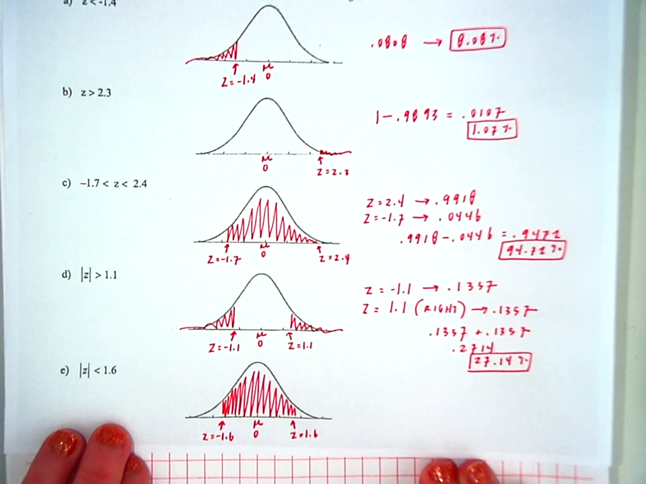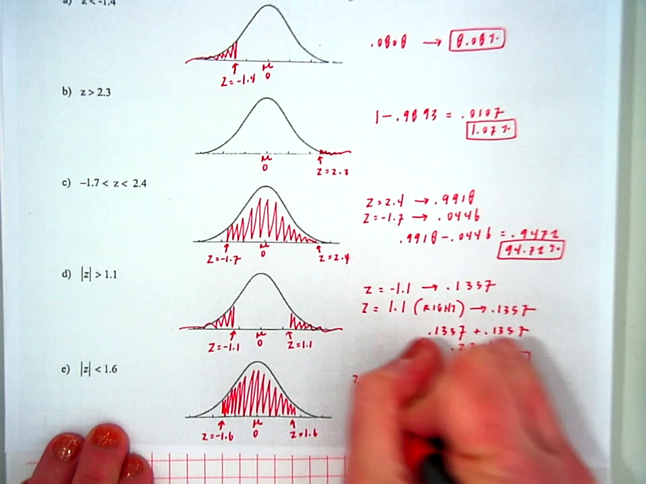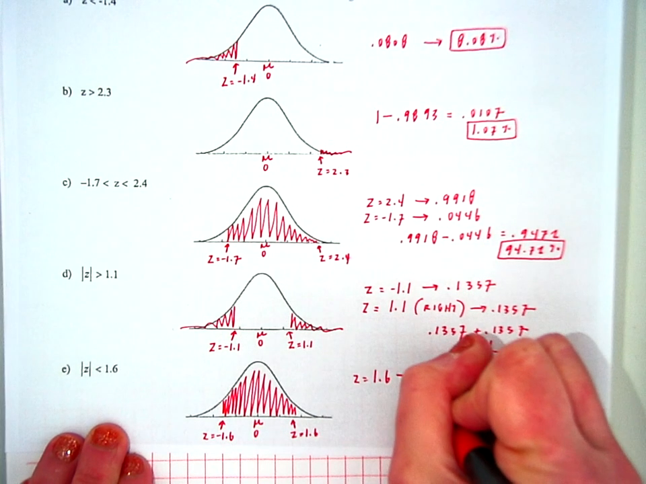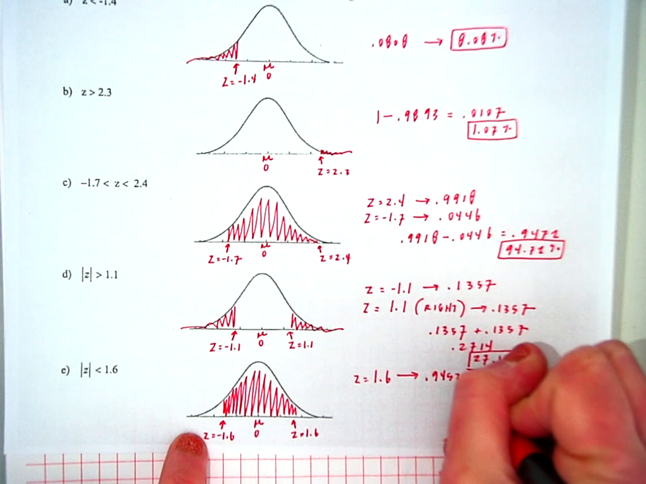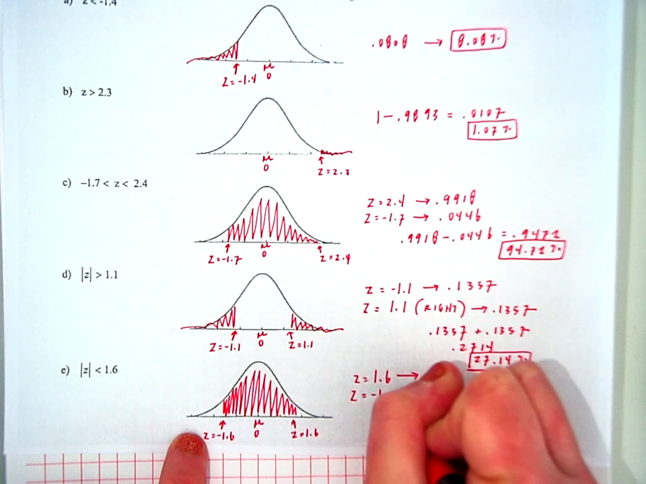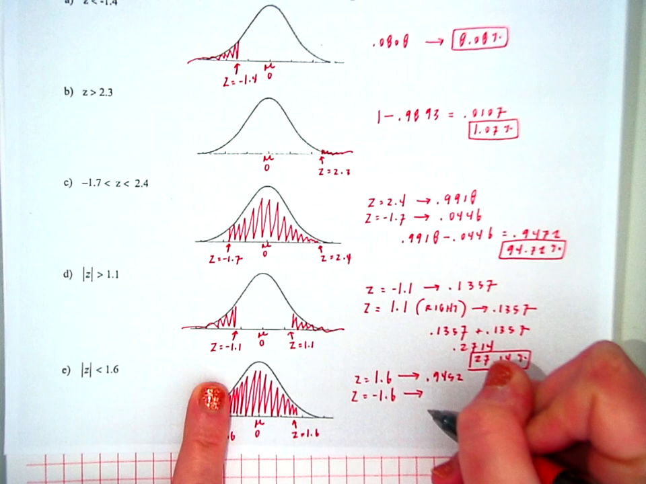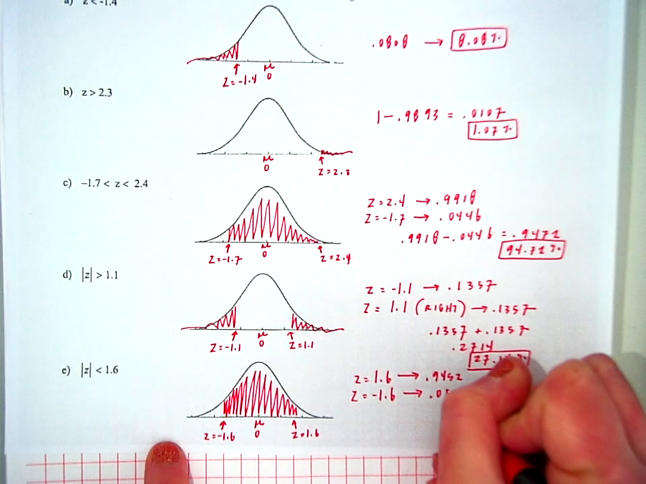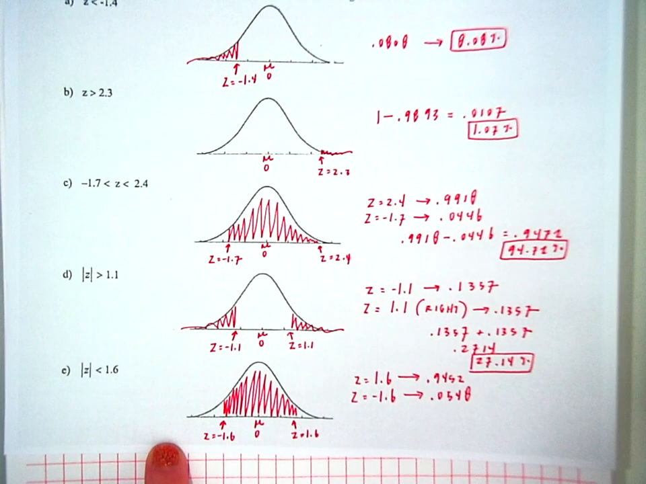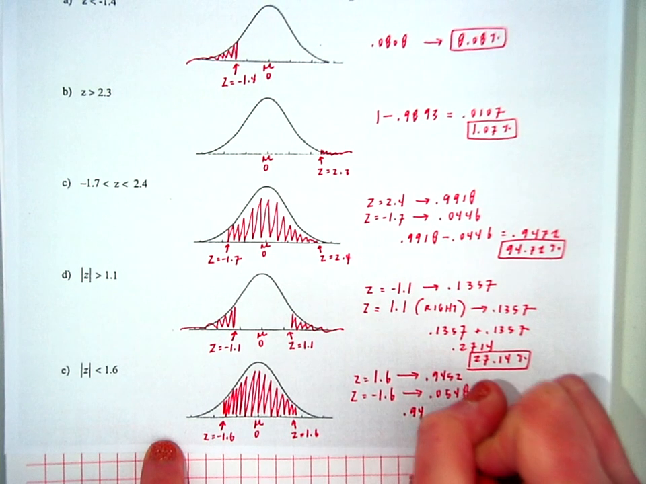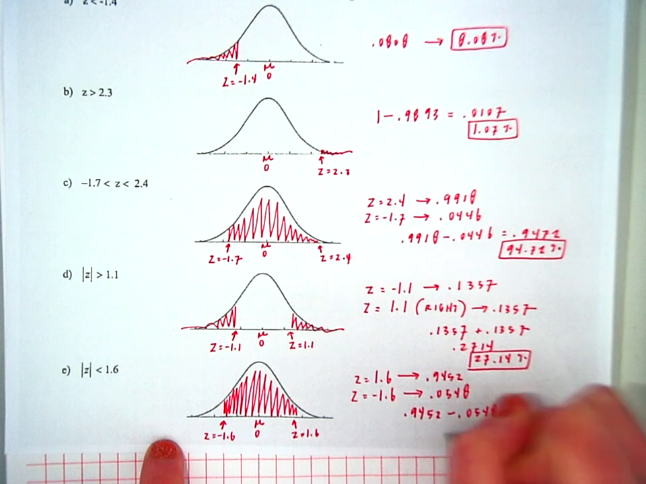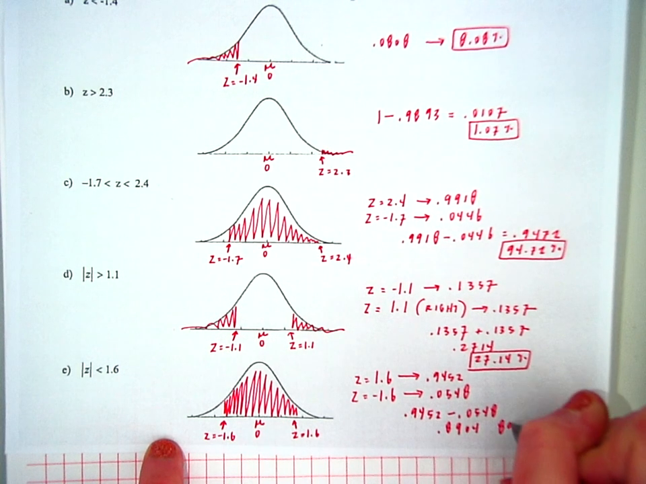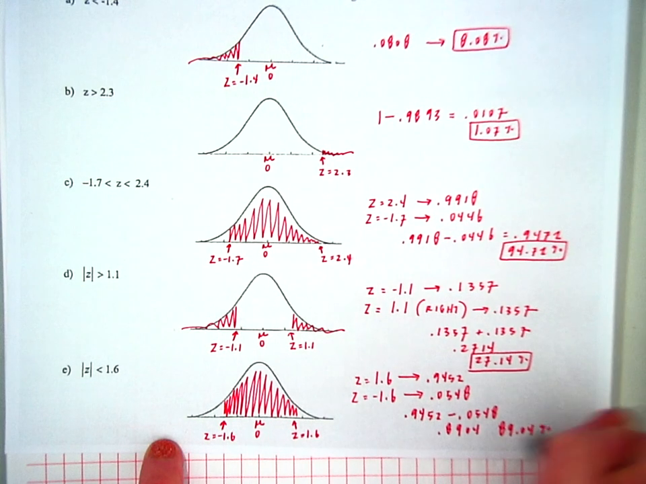So here I need to look up a z-score of 1.6. The area to the left is 0.9452. And for a z-score of negative 1.6, the area to the left right here is 0.0548. And now I take the difference between the two. 0.9452 take away 0.0548, and that gets me 0.8904, or 89.04%.